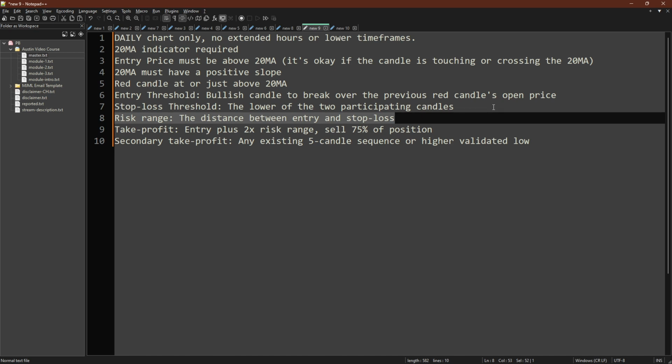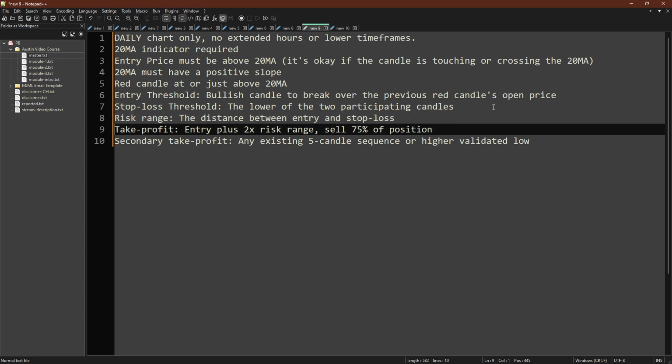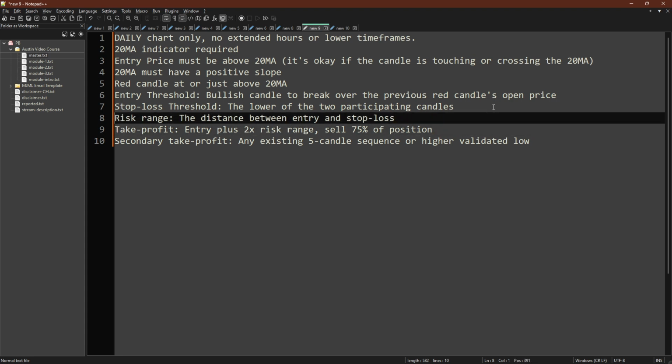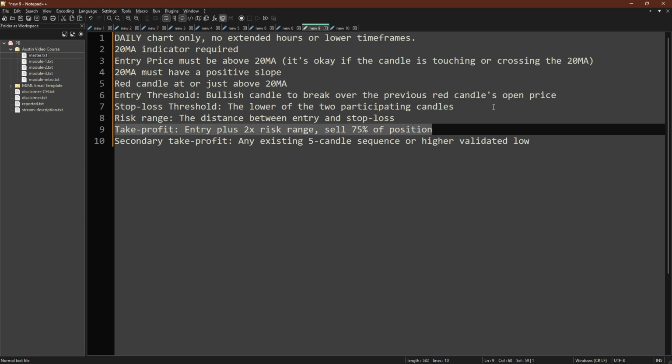So again, if the risk is super high, we can always pass on that trade. That's our risk range, and then we're going to just double that and add it above our entry for our initial take profit. So we got 2 types of take profit. One is going to be a mechanical take profit where we look for a predetermined level, and we're just going to lock profits at that level.